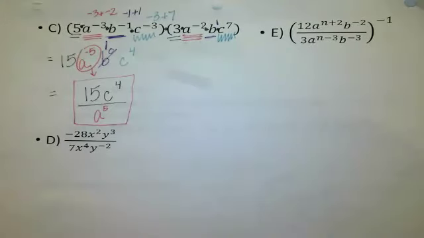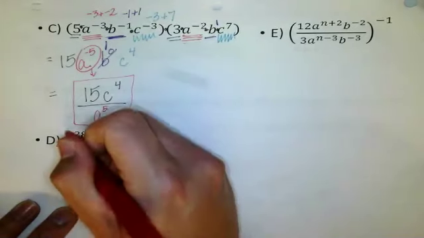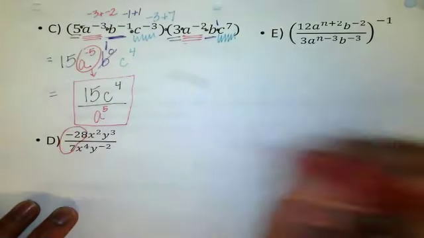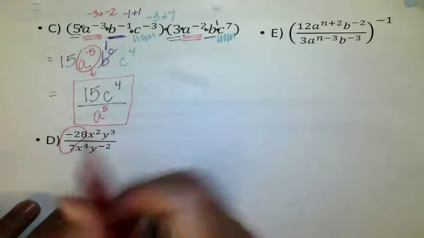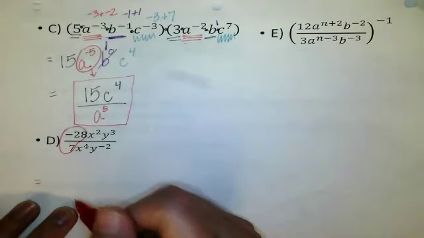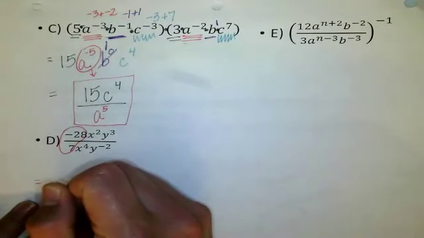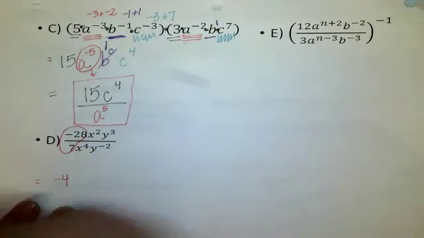Okay, letter D. Negative 28 x squared y cubed, all divided by 7x to the 4th, y to the negative 2. All right. What do you want to do? You can divide the numbers, sure. Negative 28 divided by 7, we can clean that up. What is 28 divided by negative 7? Negative 4, yeah, good, okay.